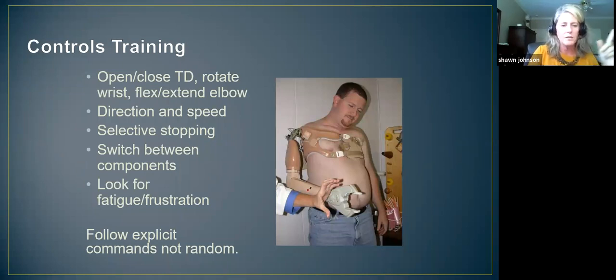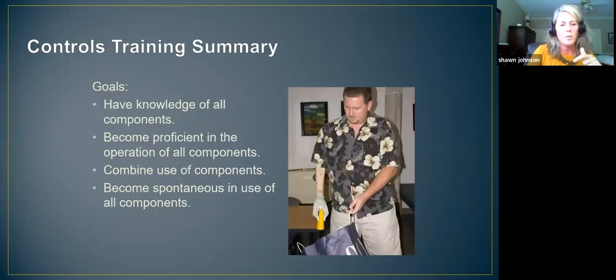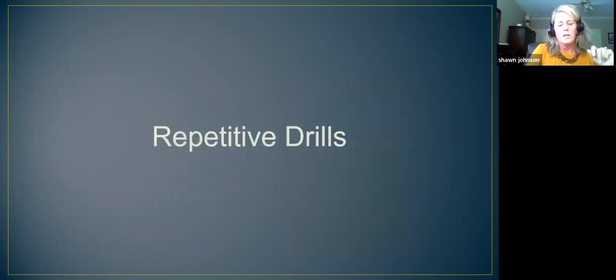If that's happening, we have to figure out why before we can move on. So we want them to have knowledge of all the components, become proficient, and combine the use of their components, and then make it so at some point it becomes spontaneous for them to use the components. So if they're 90, 99, 100% accurate, consistent, efficient, let's move on to repetitive drills.